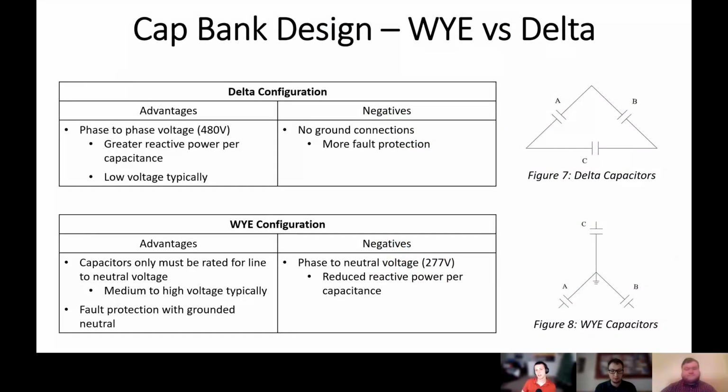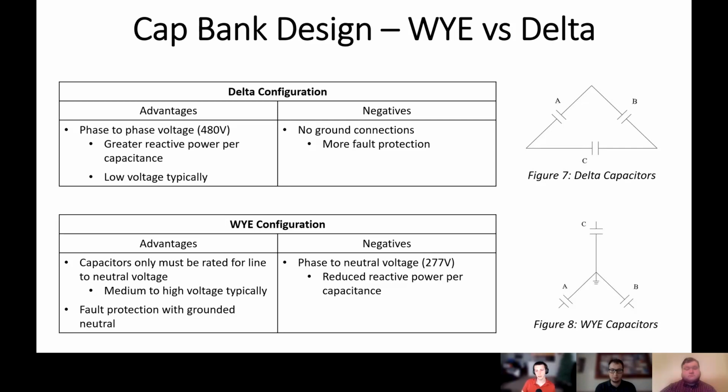So for the cap bank design, we had to decide whether we wanted to use a Y or a delta configuration with the capacitors, as you can see in figures 7 and 8. We went with a delta configuration, and the main reason being that the delta configuration receives the full phase-to-phase voltage, which is 480 volts in our case, which gives it a greater reactive power per capacitance. Whereas if you look at Y, you would only get the phase to neutral voltage, in this case 277 volts, so that will give you a reduced reactive power per capacitance.